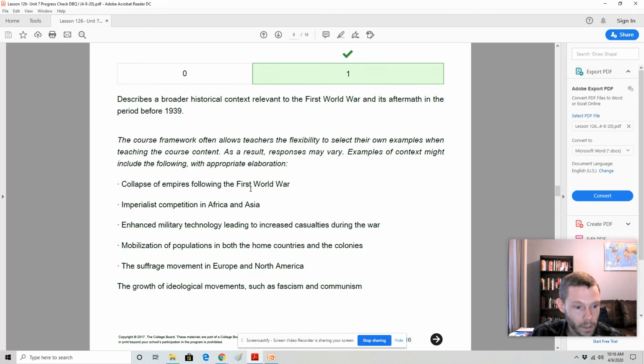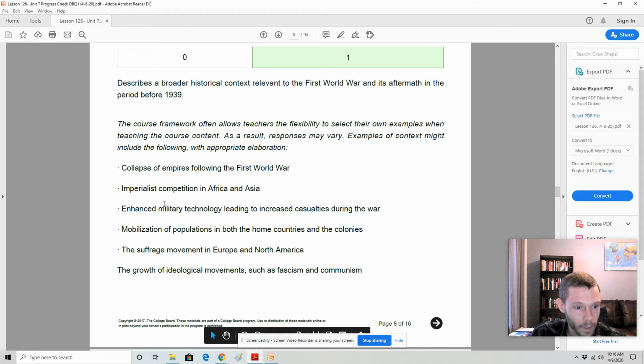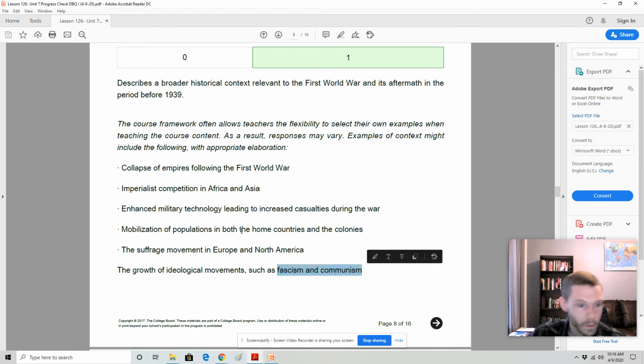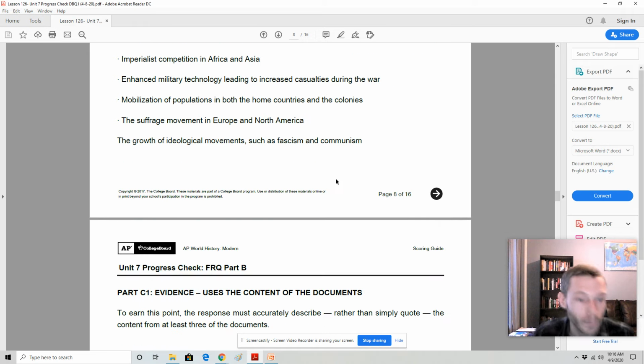For context, they offer a lot of acceptable answers: imperialist competition in Africa and Asia, suffragist movements in Europe and North America, fascism and communism as ideologies, and some of the empires that began to collapse. So, for example, Tanzania in East Africa was German controlled, and then it was taken over by the Allied powers.